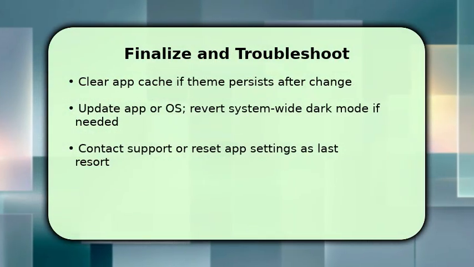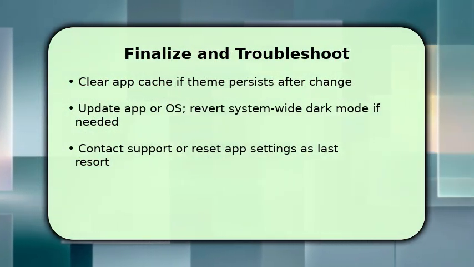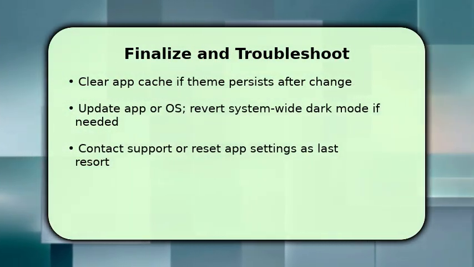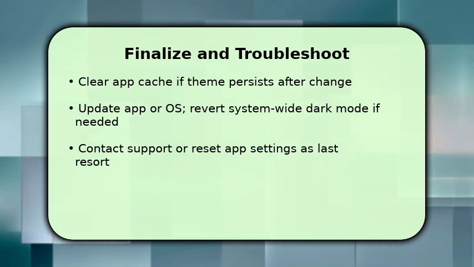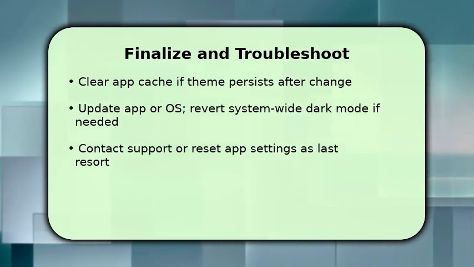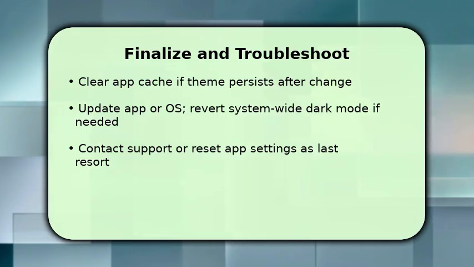To finish, confirm the light theme throughout the app. Check contact lists, individual entries, and widgets. If dark mode persists, clear the app cache or force stop and reopen. Cached UI data can hold old styles.